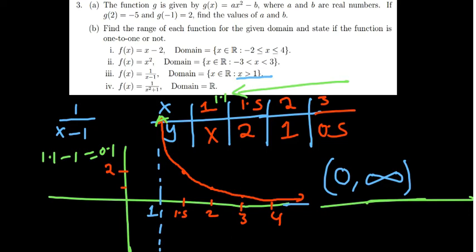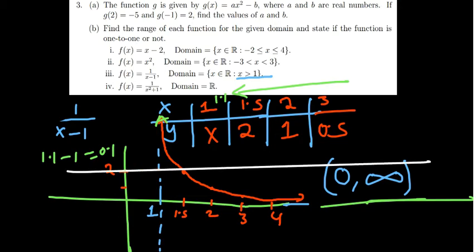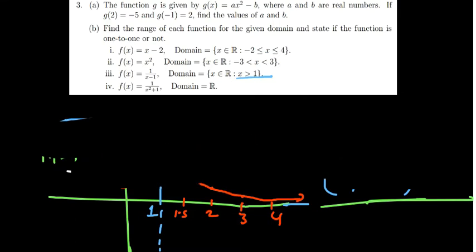So is it a one-to-one function? Of course it is. There's no way you can draw a line across this function and expect it to cut the graph twice. So it's a one-to-one function. By the way, they didn't ask you to prove it, so you can just state that it is one-to-one.